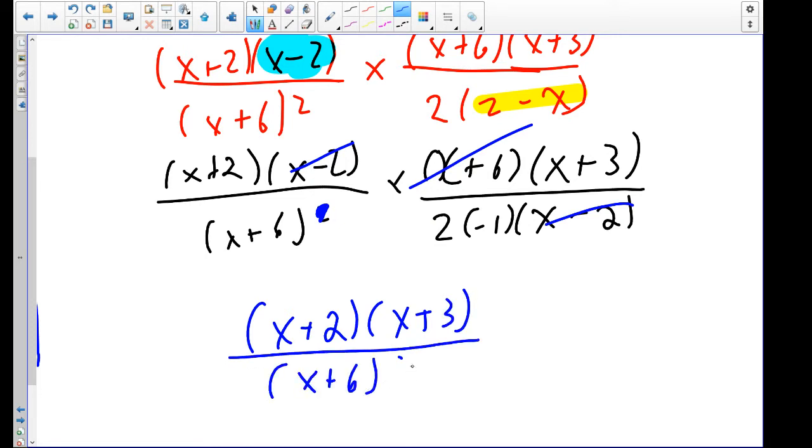Now, some people said the answer in the book said to have the negatives on the top. Well, it doesn't actually matter where the negative sign is. Negative 1 over 2 is the same thing as 1 over negative 2.